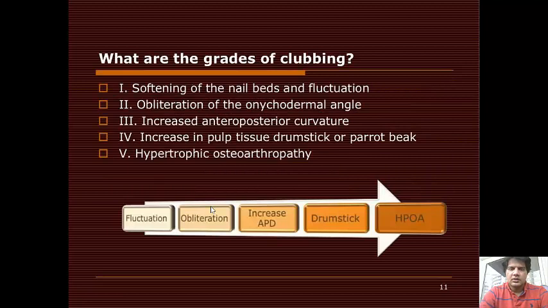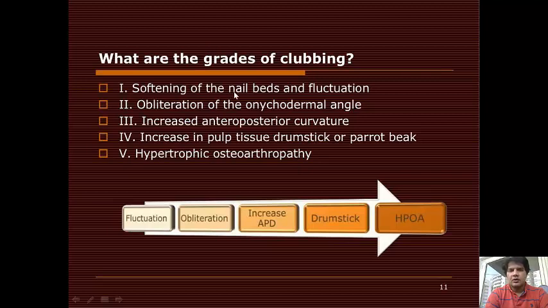This is a commonly asked question: what are the grades of clubbing? Basically, firstly palpate the nail bed, and you will detect softening. Then you will have obliteration of the angle, which is seen in the window test. Then you have increased AP curvature. Then finally your phalanx will become like a drumstick due to increased hypertrophy, and finally it will extend to the wrist joint also. That is called hypertrophic arthropathy. It is important. This is tested on exam.